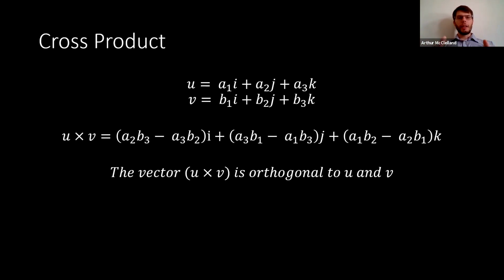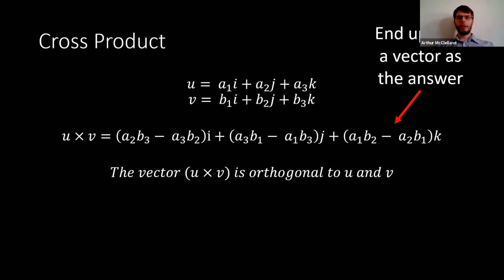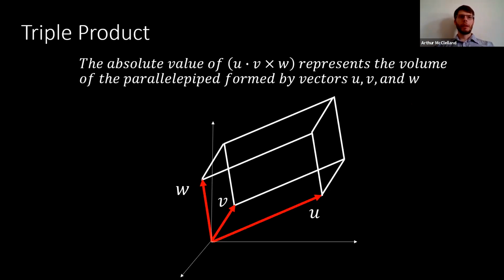But the important thing here is that it gives us a vector as an answer rather than a scalar as an answer. And then the vector that it gives us is by definition orthogonal to the first two vectors. And we end up with a vector as the answer. There's also what's called the triple product, which is the absolute value of u dot v cross w. And it represents the volume of this space that's formed by these vectors. So it gets progressively interesting as you try to multiply different things together.